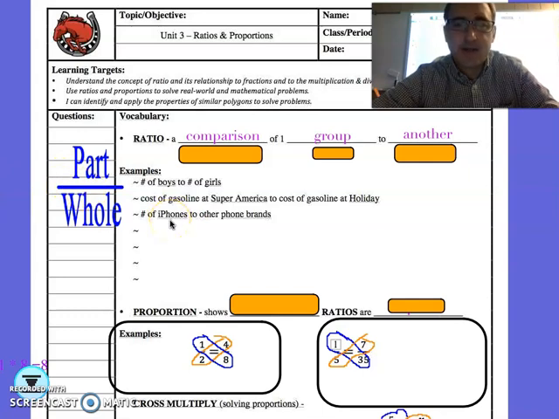So let's talk about some examples. We can compare the number of boys to the number of girls. We could compare the cost of gasoline at Super America to the cost of gasoline at Holiday. That would be Super America to Holiday. We can compare the number of iPhones to the number of phones of another brand. What are some other examples you can think of when you compare one thing to another?